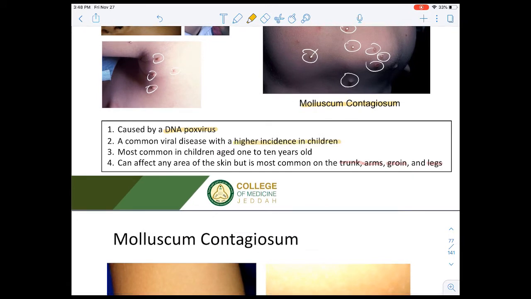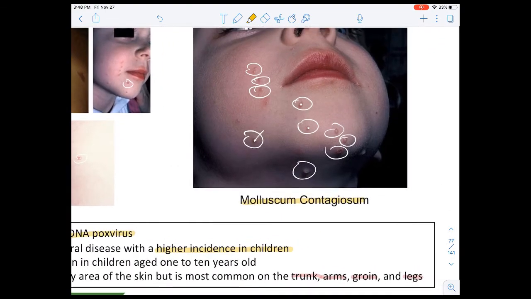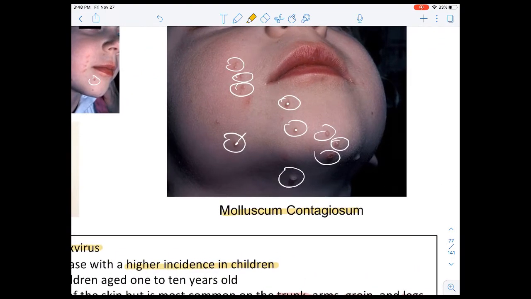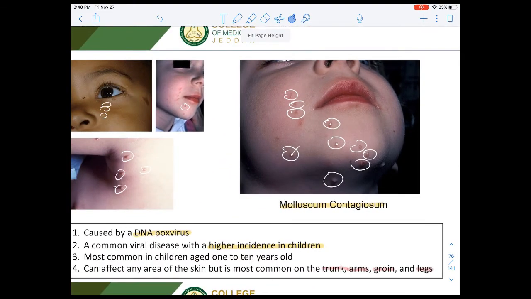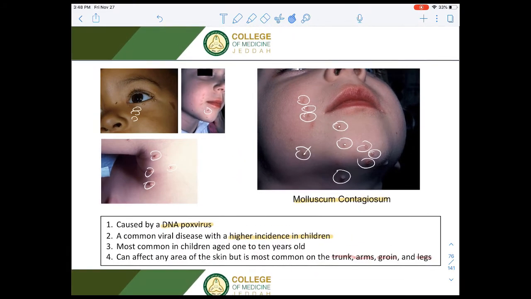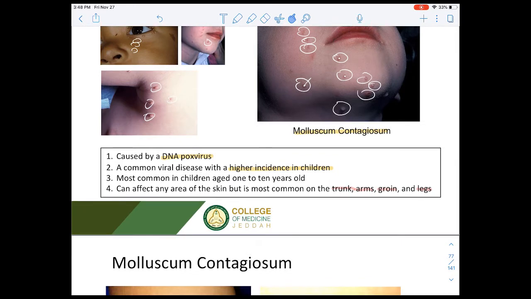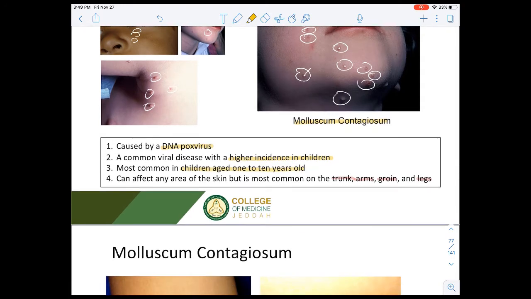This is usually observed in the summer or hot months, because it primarily initiates the replication of the virus, and primarily because of how this disease is transmitted from one individual to another, which is by the fecal-oral route. And the significance of this will be discussed later. It has a higher incidence in children, most common in children aged 1 to 10 years, and can affect any area of the skin, but it's most often on the trunk, the arms, the groin, and the legs.